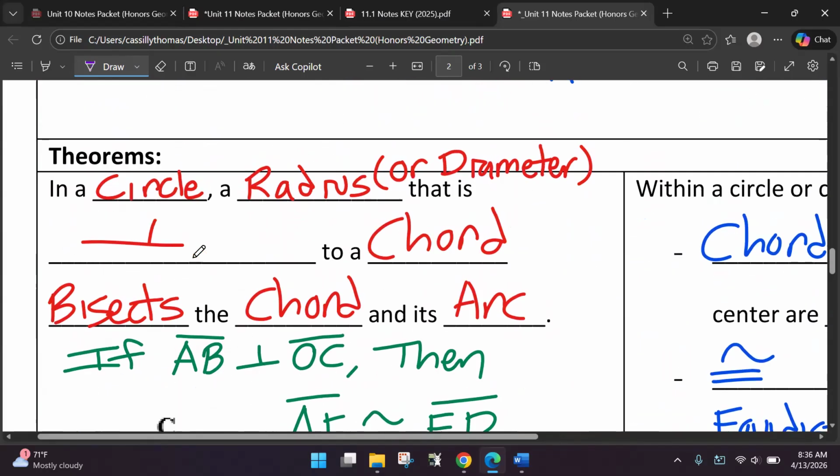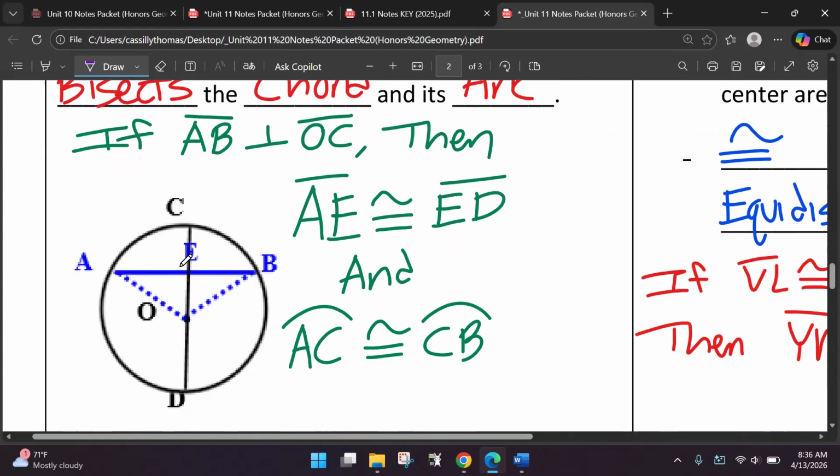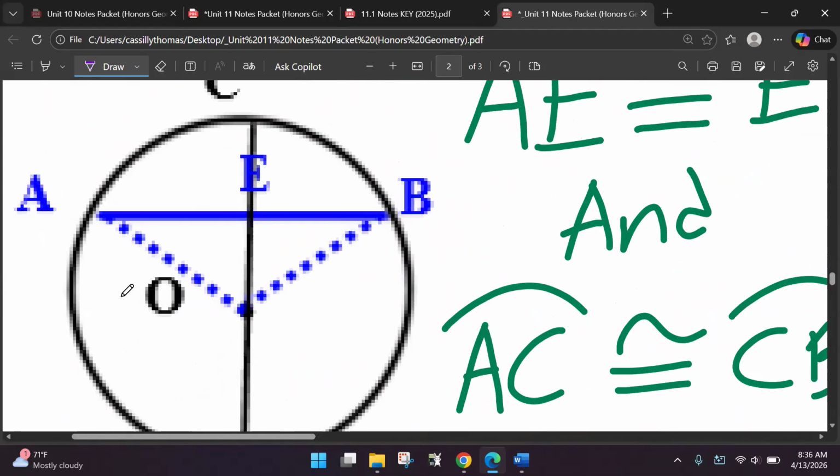So, in a circle, a radius that is perpendicular to a chord is going to bisect the chord and its arc. Remember, bisect means it's going to go through the midpoint, cut it perfectly in half. So let's look at this picture here. We have this radius here. We can think of it as the diameter too. You could think of this as radius CO, or as diameter CD. It doesn't really matter. They are telling us this is perpendicular to the chord.